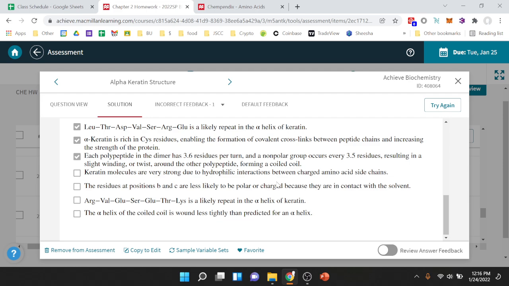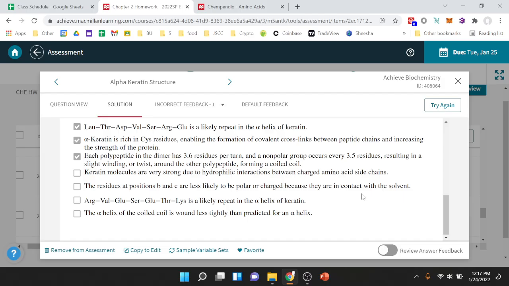Carotene molecules are very strong due to hydrophilic interactions between charged amino acid side chains. Figuring out the ones that are wrong is pretty easy in this case, isn't it? Our charged side chain is going to be hydrophilic, yes, but does it make sense that hydrophilic interactions in water are going to make this structurally support itself? No, because they're surrounded by water, right? You see where that's a problem? Water can get in there and dissolve it. Wouldn't be a very good structural molecule in water, would it?